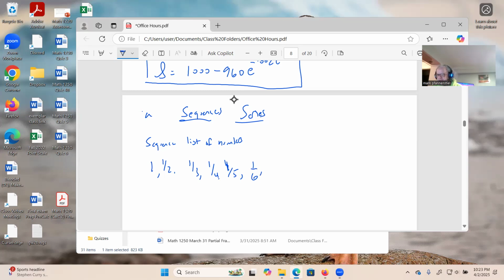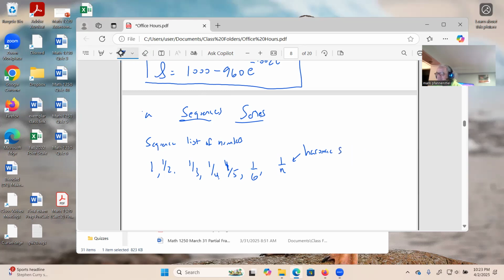But the idea is you should be able to sense a pattern here and say, okay, this is 1 over n. This thing has a name. It's called the harmonic series. Or harmonic sequence, rather, because we're not doing a series just yet. So it's a harmonic sequence.